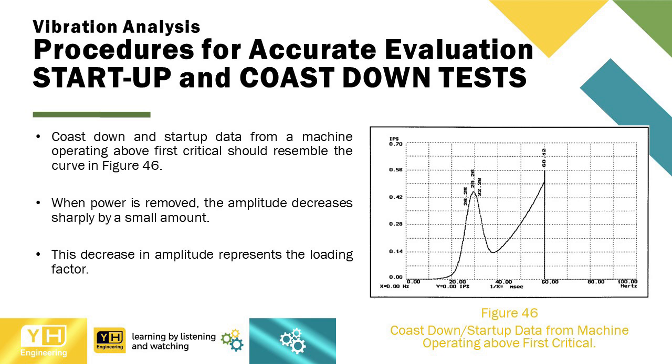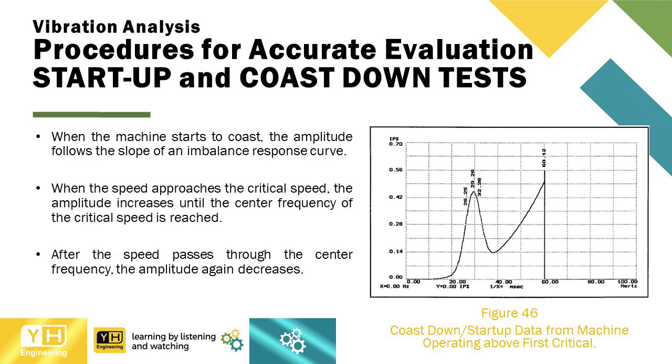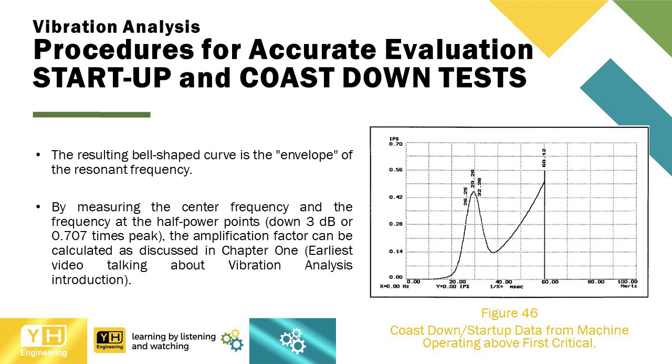When power is removed, the amplitude decreases sharply by a small amount. This decrease in amplitude represents the loading factor. When the machine starts to coast, the amplitude follows the slope of an imbalance response curve. When the speed approaches the critical speed, the amplitude increases until the center frequency of the critical speed is reached. After the speed passes through the center frequency, the amplitude again decreases. The resulting bell-shaped curve is the envelope of the resonant frequency.